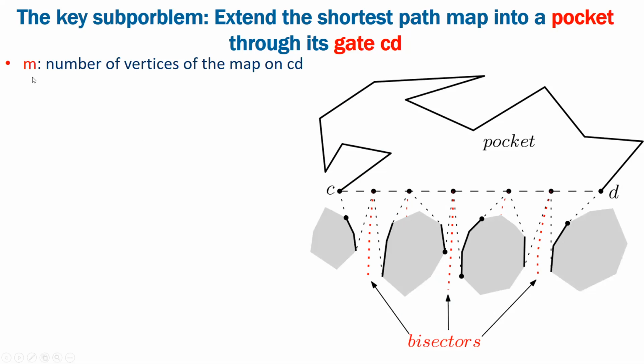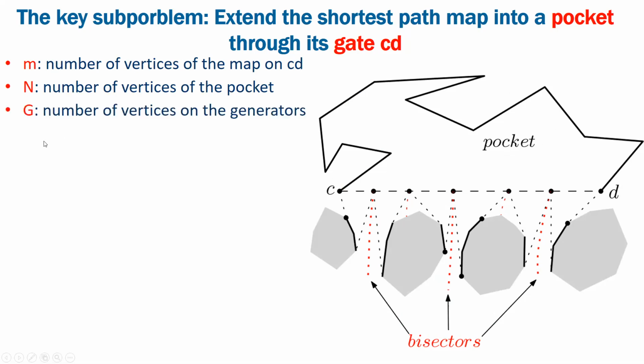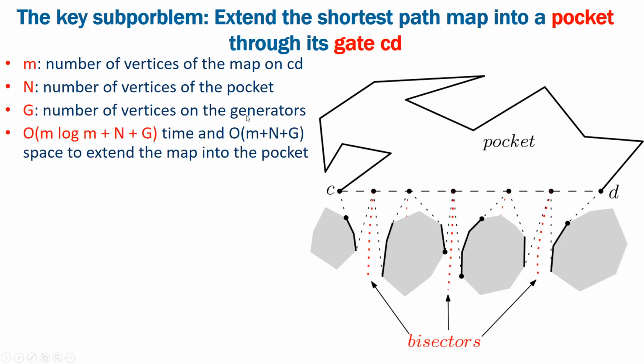Here we have m as the number of vertices on CD, capital N as the number of vertices of the pocket, and capital G as the number of vertices on the generators. Those black edges are generators, and each of them is a convex chain. Suppose G is the total number of vertices on all these generators. We present an algorithm with n log n, m log m plus n plus G time. This algorithm may be interesting in its own right, I guess.